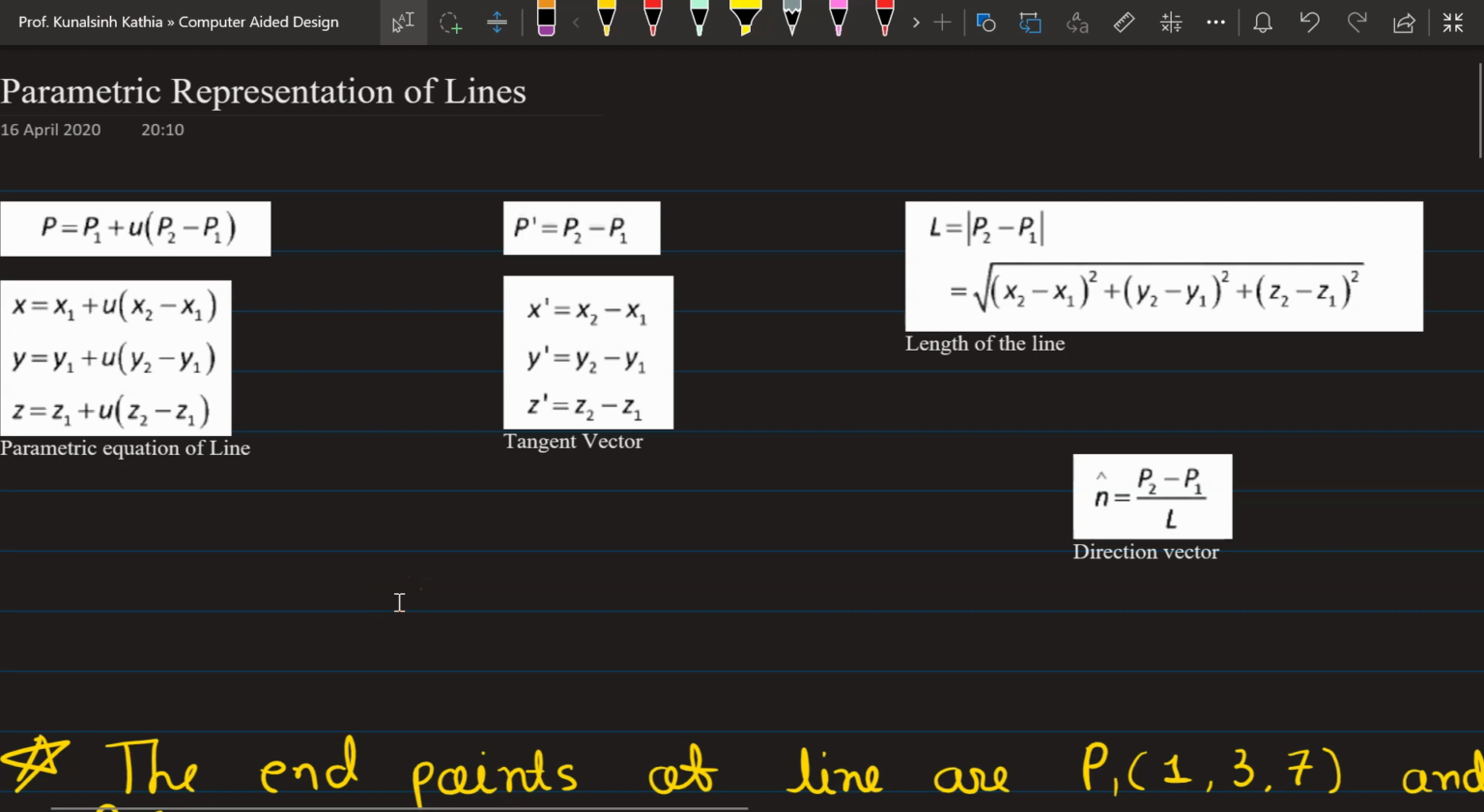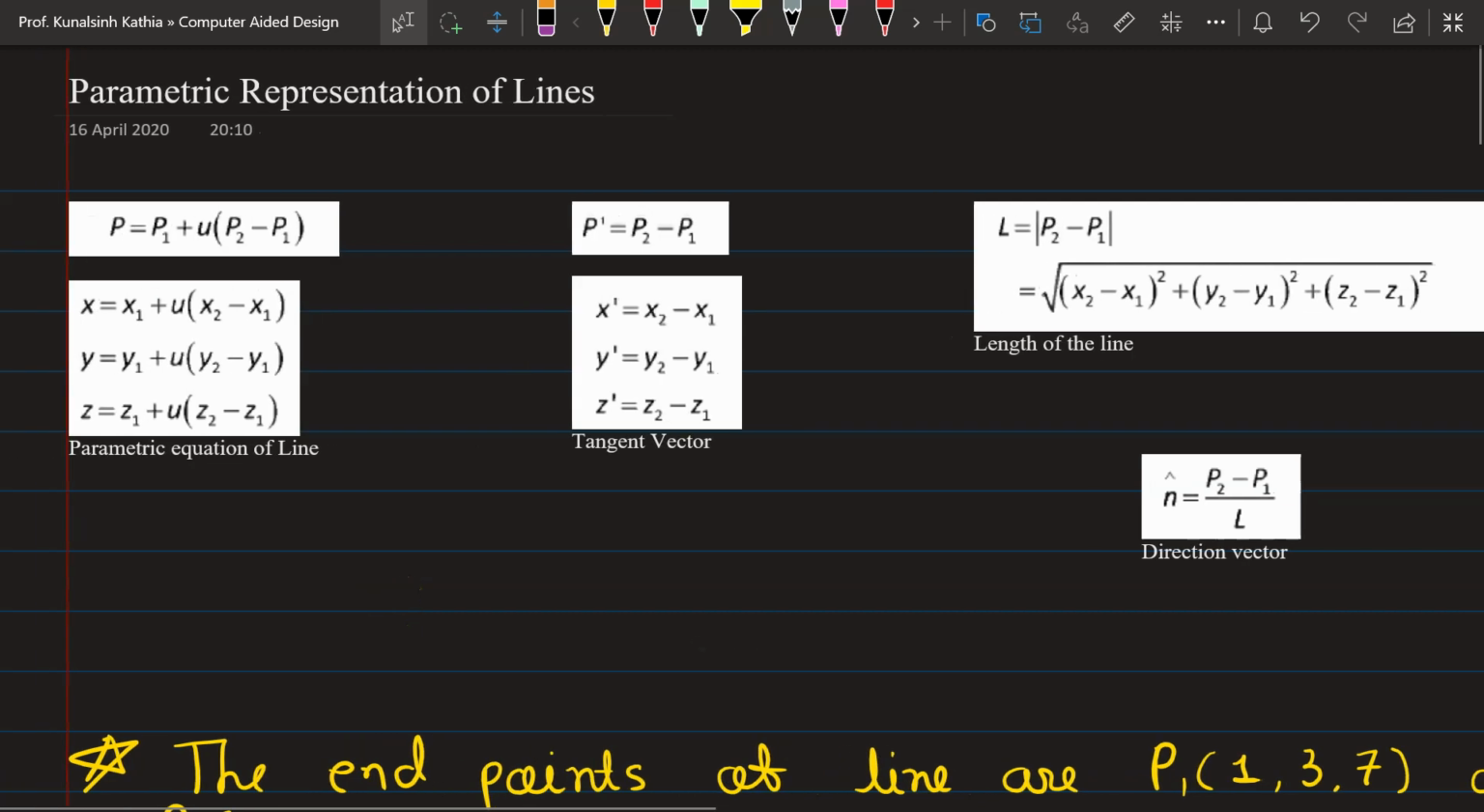Hi everyone. In today's session, we will understand the parametric representation of lines. Whenever you are drawing any line on the screen or in any software, there should be some kind of equation working behind it, and those equations help the computer to calculate the coordinates of the next point. So in computer-aided design, there is one topic called the parametric representation of lines.